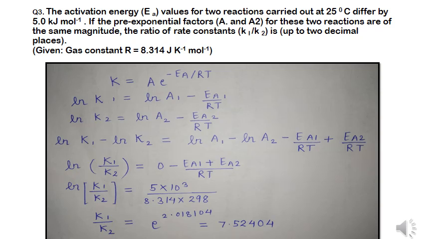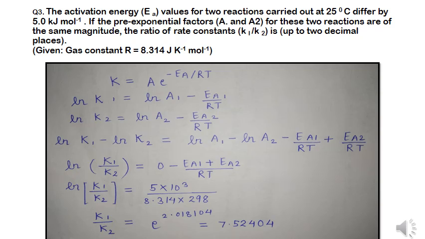Here we have given activation energy of the two reactions. The difference of the activation energy of the two reactions is 5 kilojoules per mole. And pre-exponential factors for these two reactions is also given, and it is mentioned that they are of the same magnitude. Then we have to find out the ratio of the rate constants for these two reactions.